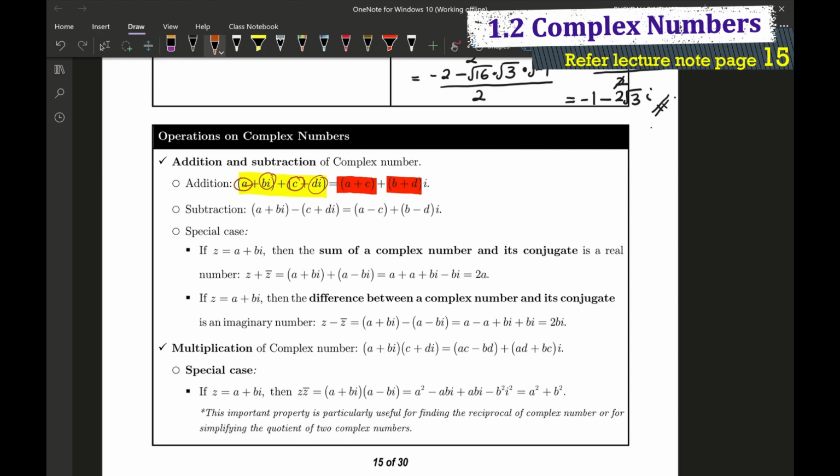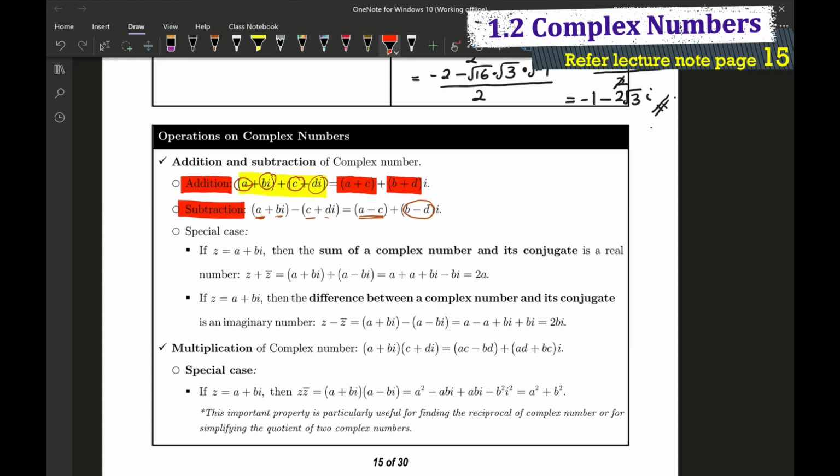We subtract the real part separately from the imaginary part. So it's very simple for addition and subtraction. For addition and subtraction, we separately add or subtract the real part and the imaginary part, so we get a new complex number.